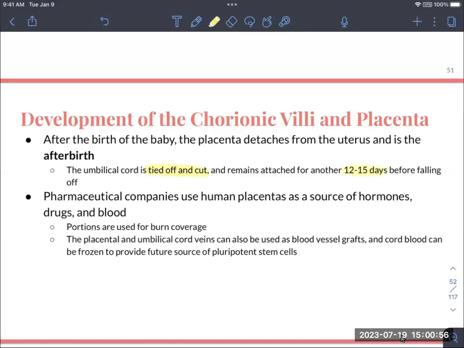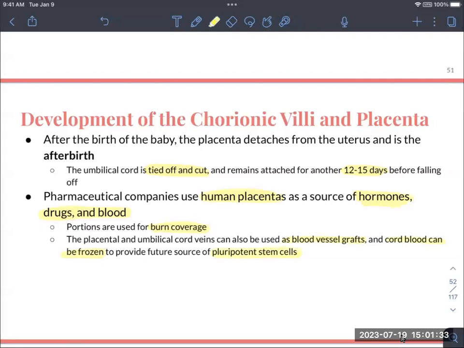There are several pharmaceutical companies that actually use placentas for hormones, for different drugs, blood, like for burns. They can use parts of the placenta for vessel grafts. Cord blood can be frozen for these pluripotent stem cells if something were to ever happen.